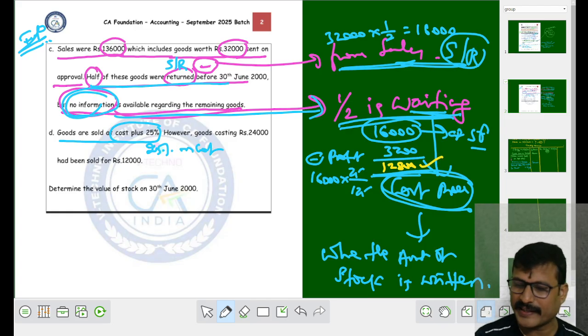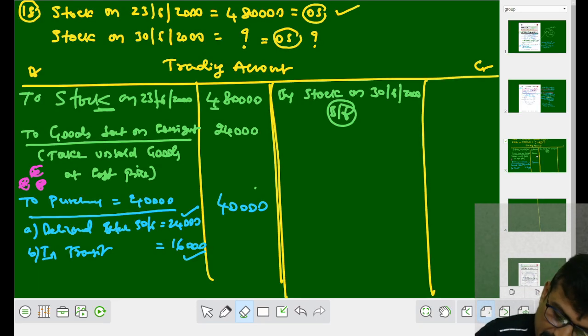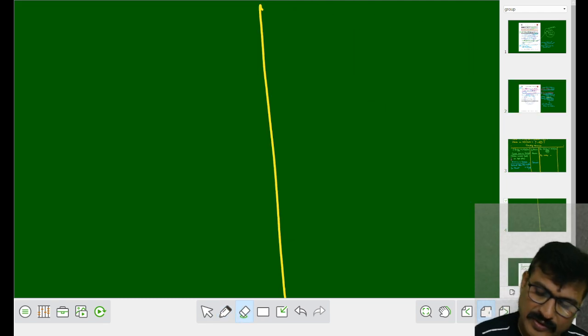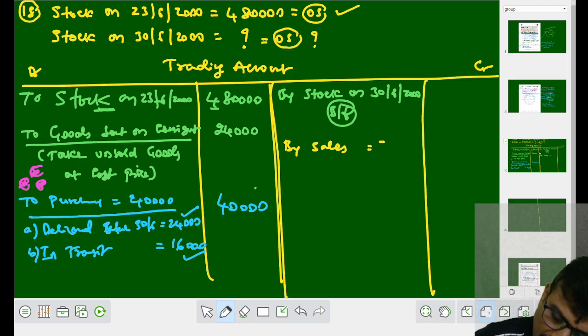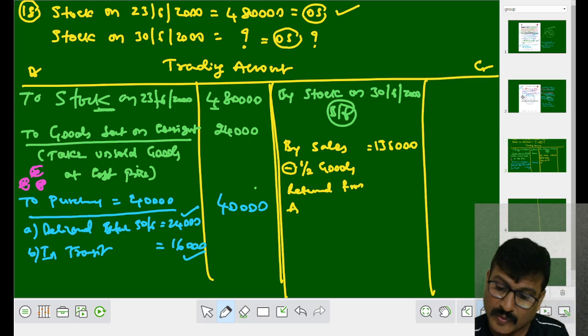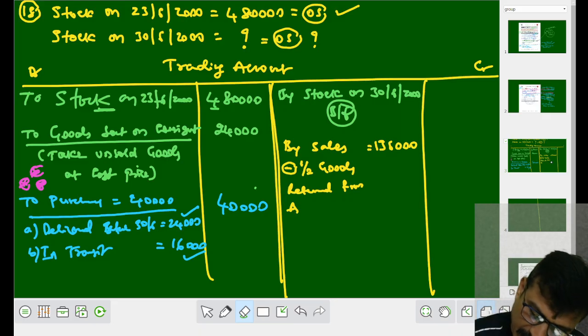Okay, I explain this once again in our notes, in our problem format. So now what to do? We have to write sales. By sales. My dear students, what is the amount of sales in the problem? 1,36,000. You take 1,36,000 as sales minus half of goods returned from approval. What we have to write? Half of the goods sent on approval, returned on approval. Half of the goods returned from approval.